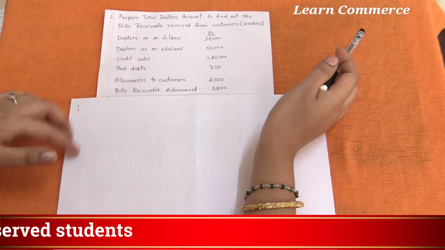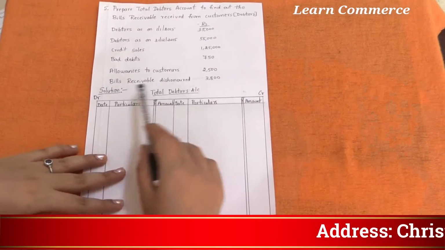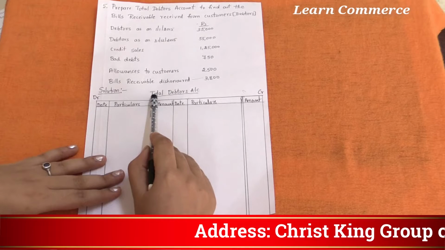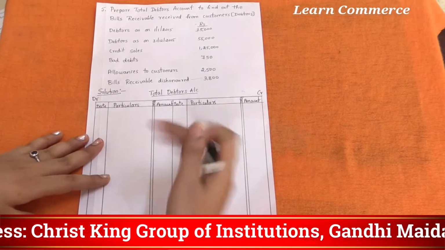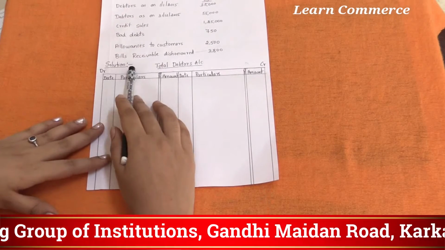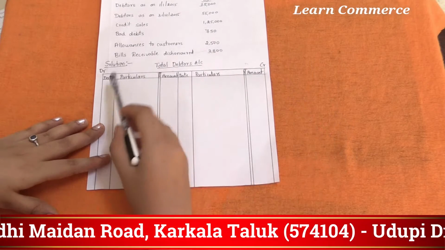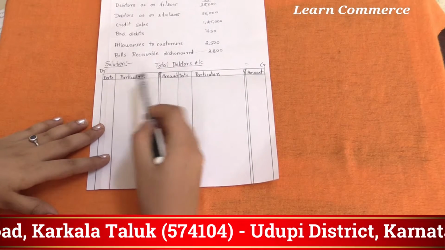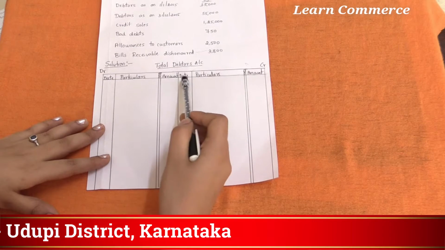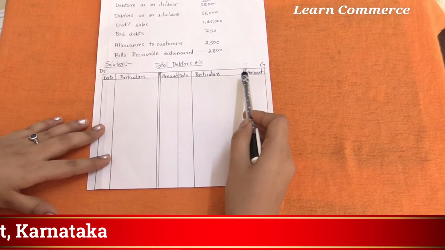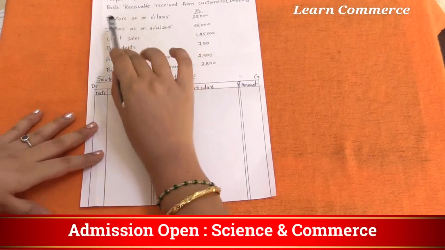So, let us solve the problem. Solution: write the heading total debtors account, then draw the ledger. Debit side, credit side, you have to mention. Then date, particulars, journal folio, that is JF, amount column, on both sides. Okay, one by one, see.